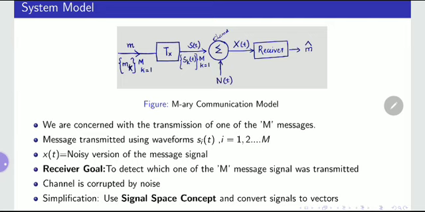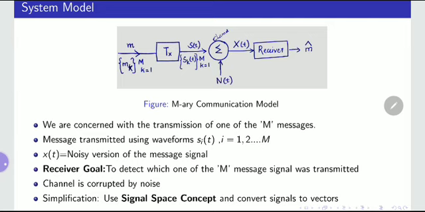Then you have an additive channel. So there is always noise, represented as n(t), and the noise is modeled as additive, white and Gaussian. So it is called AWGN noise. This noise gets added up. So the receiver receives the input x(t), which is actually the sum of s_k(t) and n(t). The goal of the receiver is to detect which one of the capital M message signals was transmitted. So that is the goal.